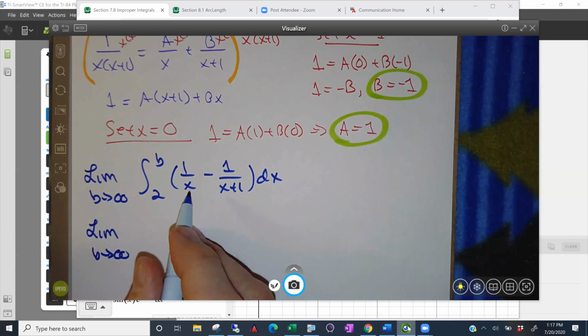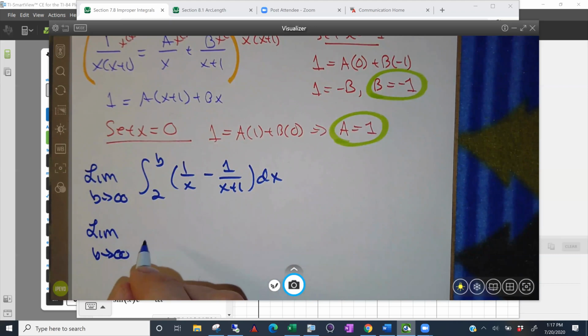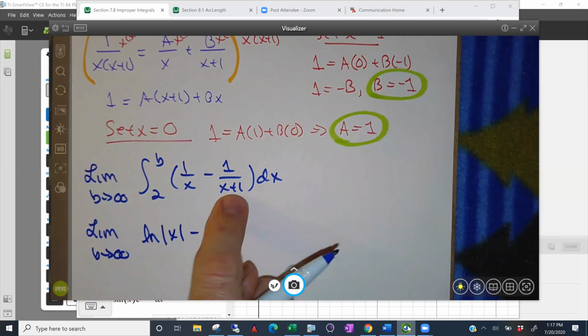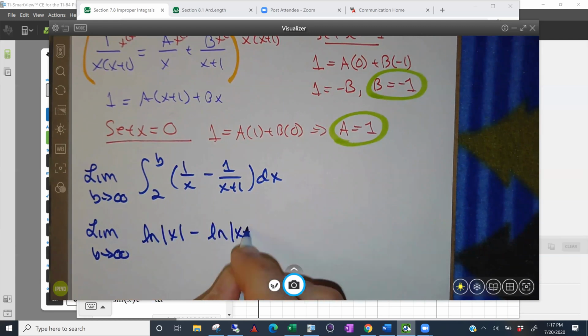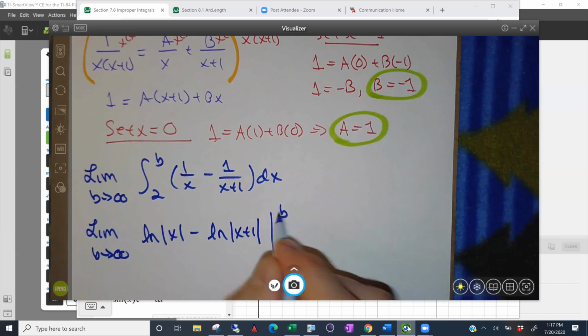Make me look good. Antiderivative here: ln, so the natural log minus another natural log, ln of x plus 1. And that's between 2 and b.